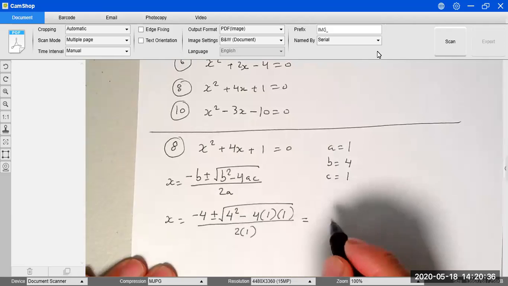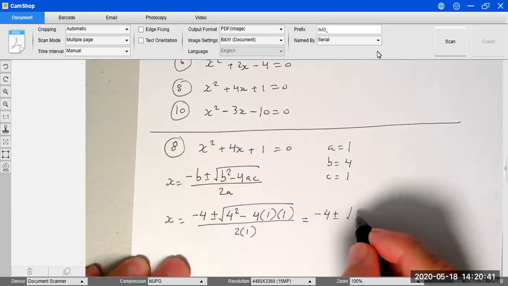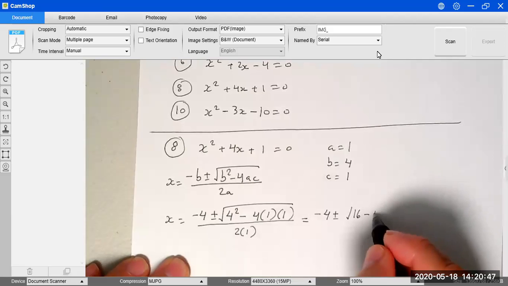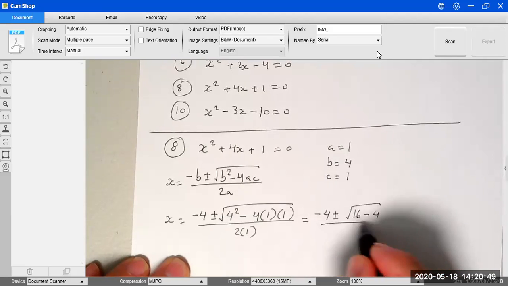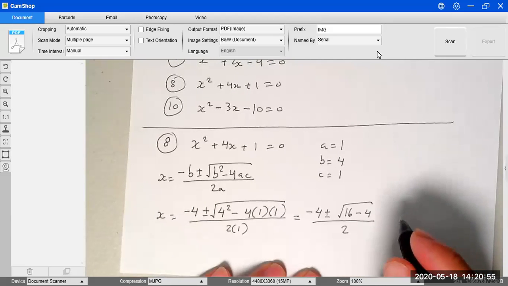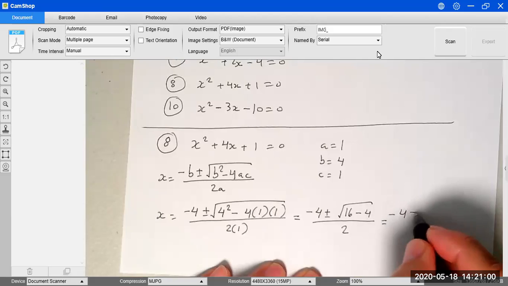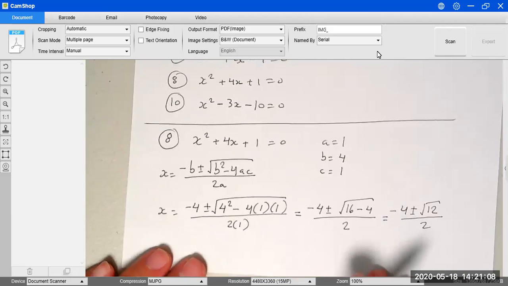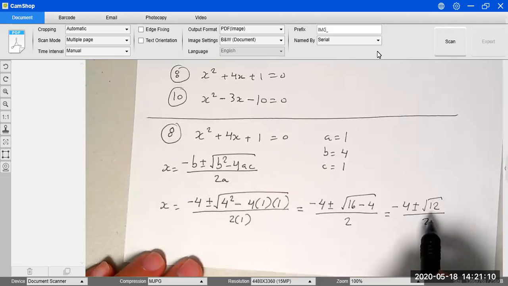So now let's work on the radical first. So we have 4 squared is going to be 16 minus 4 times 1 is going to be 4 and over 2. So we continue simplifying the radical. So here you're going to have negative 4 plus minus the square root of 12 over 2. So now I'm going to continue working in the radical. I need to simplify this radical.